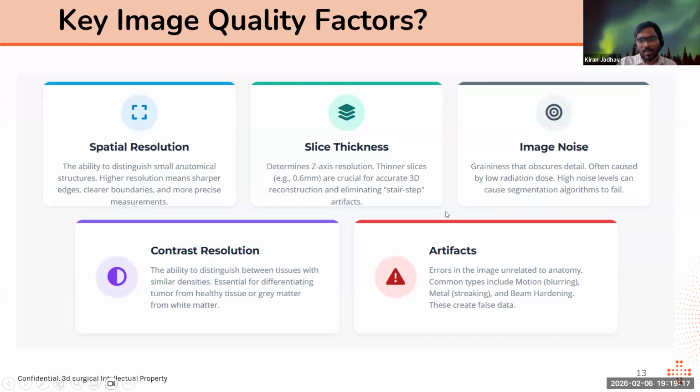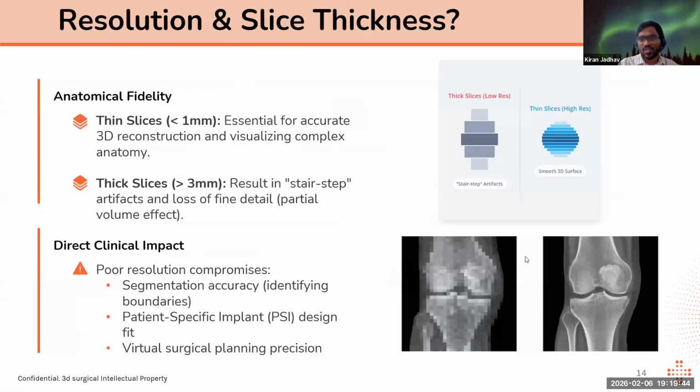So these particular parameters are the key factors. Whether the image quality that we have received is good or bad, or acceptable or not, we can check with these parameters: spatial resolution, slice thickness, whether it contains noise, or contrast is not good, or there is any artifact. That is how we can check the scan quality, because if the scan quality is good, then the output that we are getting in the form of a 3D virtual model will be good.